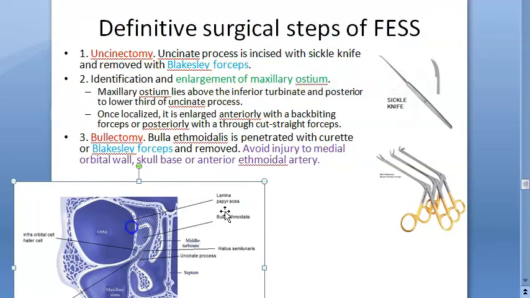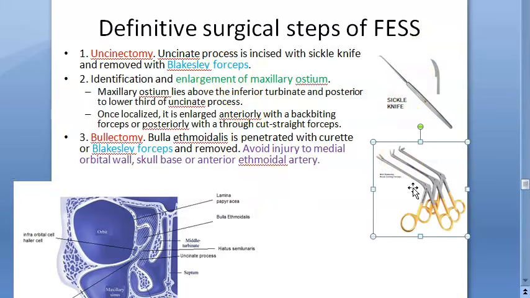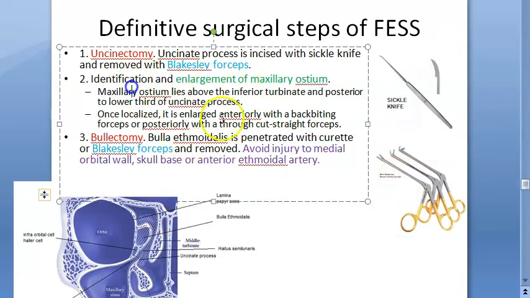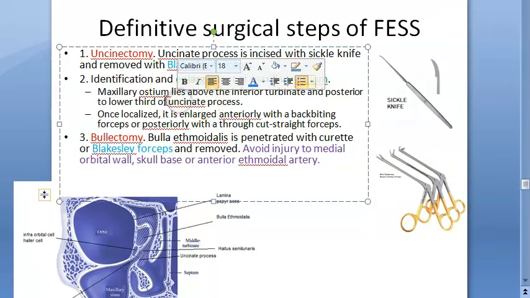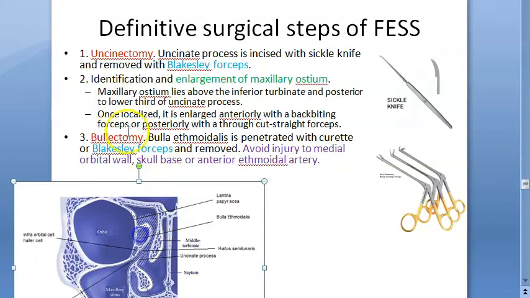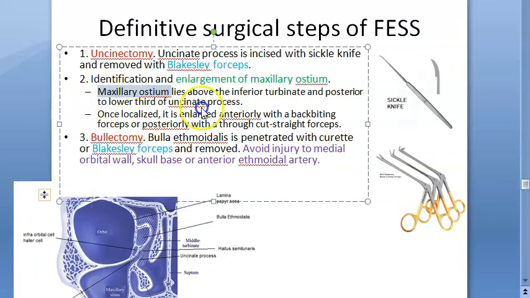So you will do uncinectomy. So uncinate process they are removing with this sickle knife and Blakesley forceps. They are removing this. Then after this uncinate process is gone, they are going to the maxillary ostium, identifying it and enlarging it. So how will they identify it? It lies above the inferior turbinate and posterior to the lower third of the uncinate process. That is where you will find the maxillary ostium. So once they localize it, they will enlarge it with a backbiting forceps. Anteriorly with a backbiting forceps, they can enlarge it, and posteriorly through a cut straight forceps.